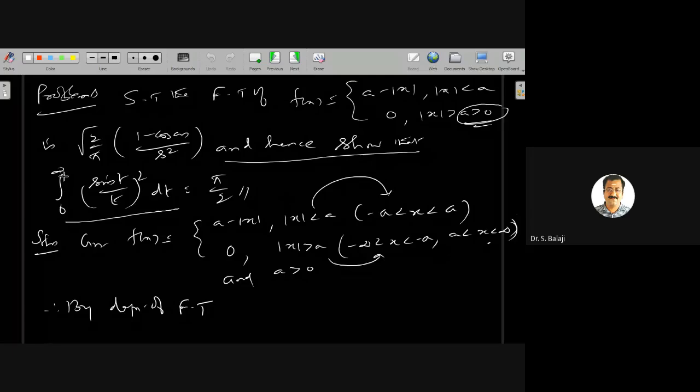the integral from 0 to infinity of (sin t by t) whole square dt is equal to pi by 2. Here you first have to see the given function. For this function, you have to show that this is its Fourier transform. Then with the help of this, you have to reduce that integral value.